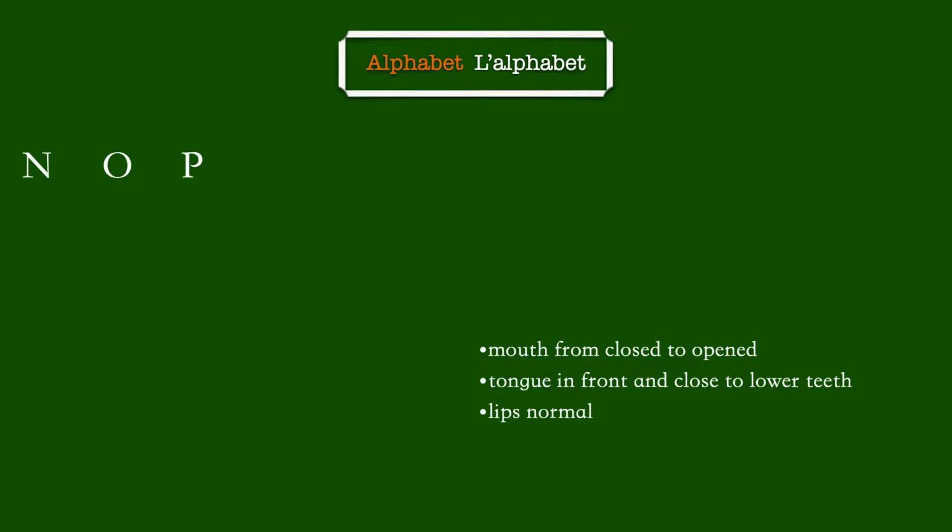Next one is P. In French, we pronounce it P. It's another plosive letter, just like the letter B that we have seen in the beginning of the video. Therefore, for this letter, like the other plosive letters, you also need your mouth to be closed at the beginning, and to open it while pronouncing it. As with almost all the letters, your tongue needs to be close to the lower teeth, and your lips normal. P.